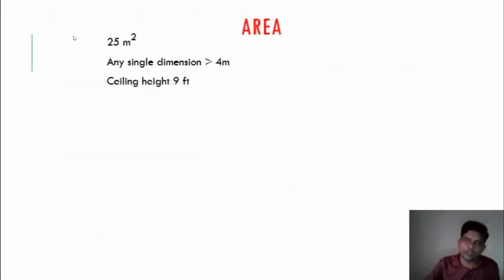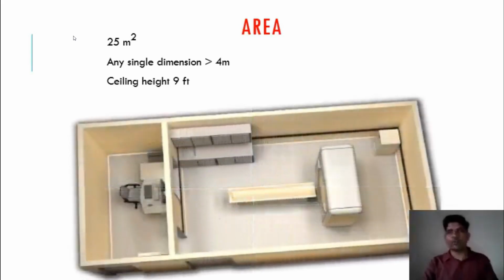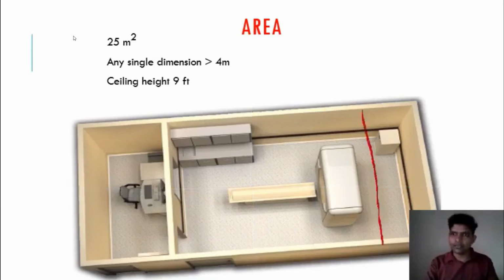A minimum of 25 square meters of area is required to install the CT, and the single dimension is supposed to be a minimum of 4 meters. It should be more than that, and it should not be less than that. If it is less than that, the authorities will not give permission to run the CT equipment.